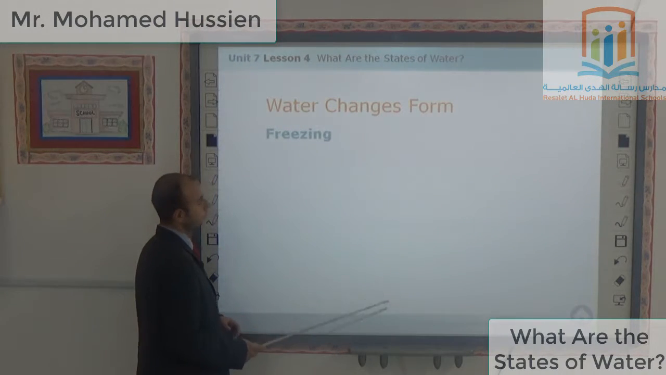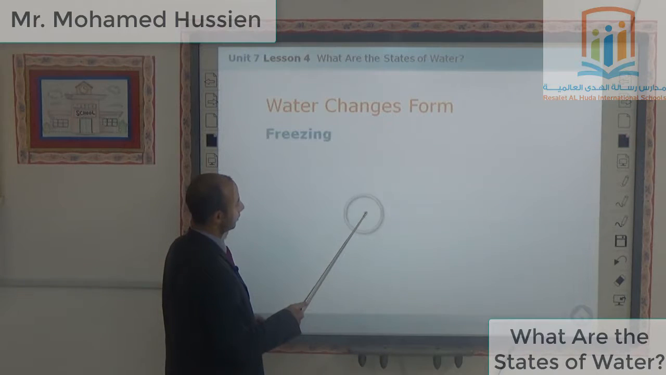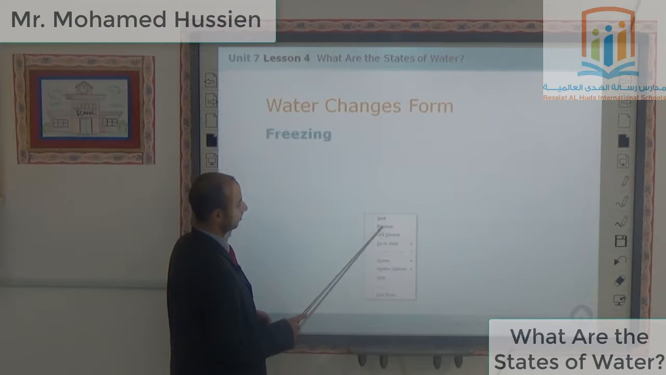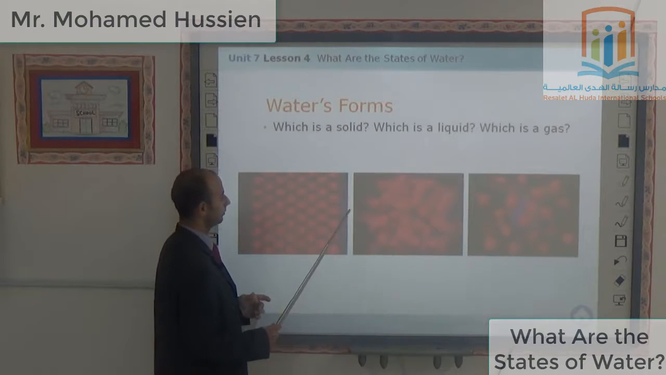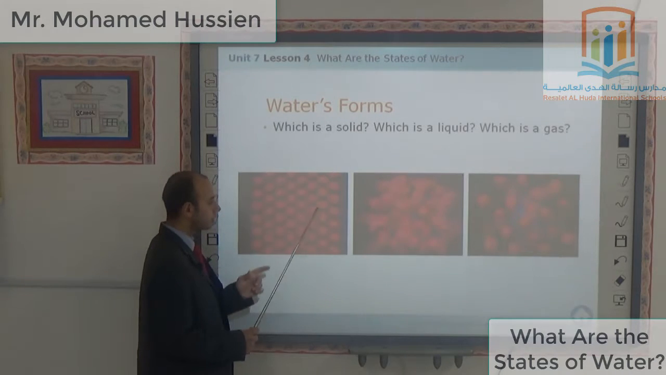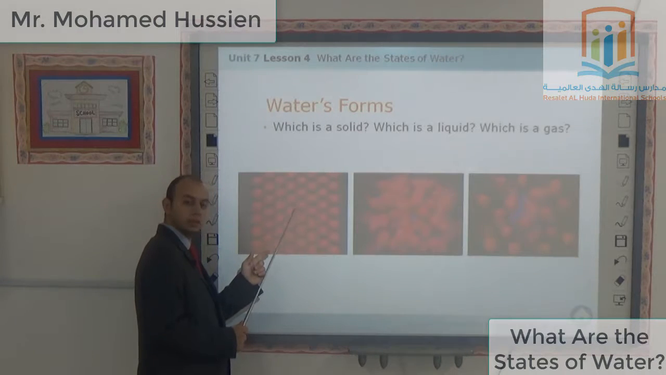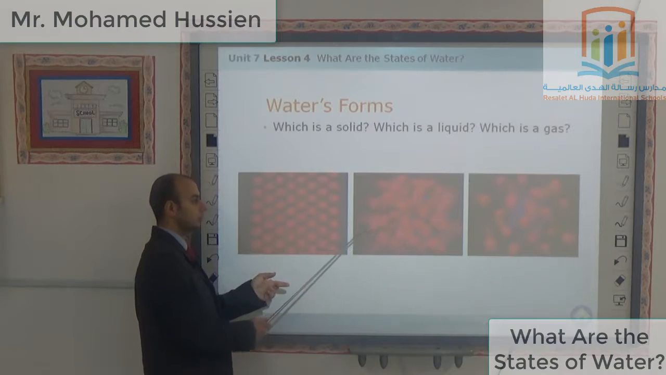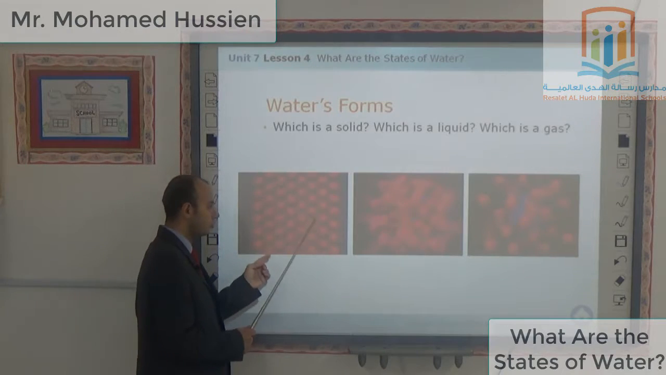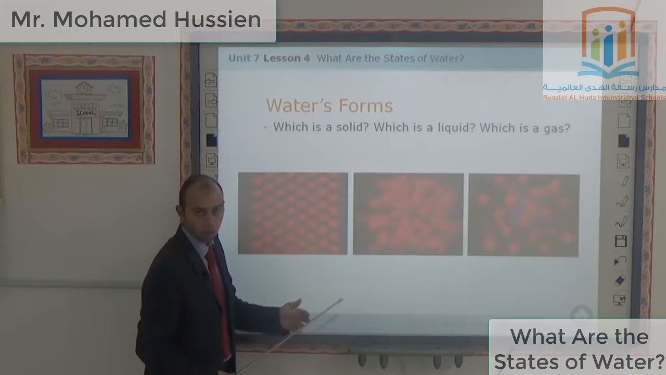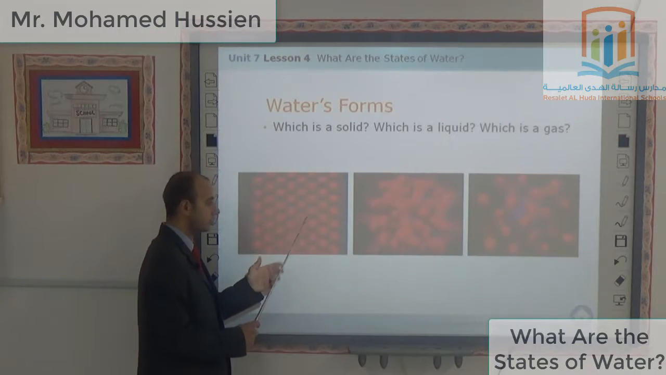Freezing. Yes, freezing. Of course, to change the solid state to a liquid one, you need this to be more free, right? To move more, to change these properties to this, right?